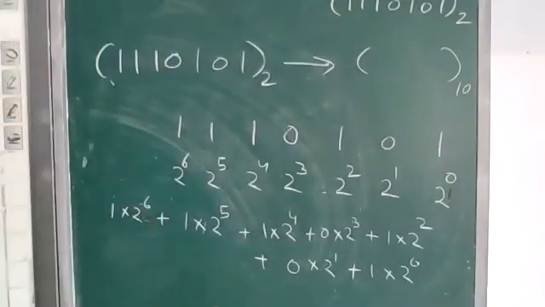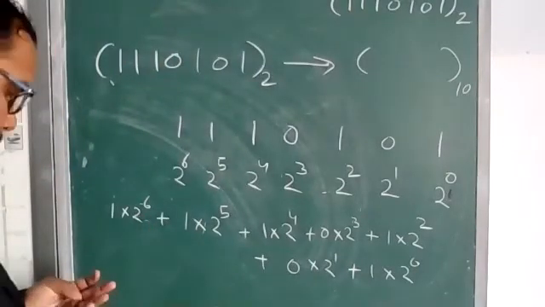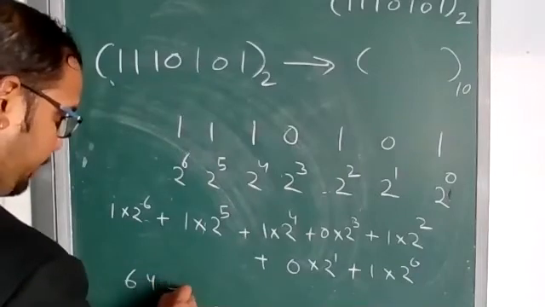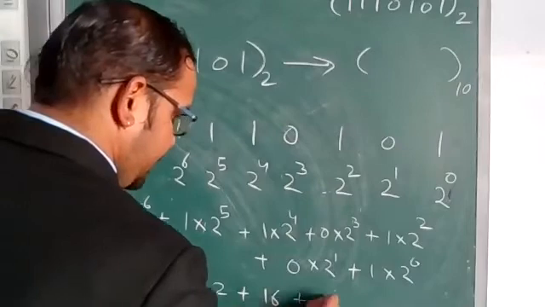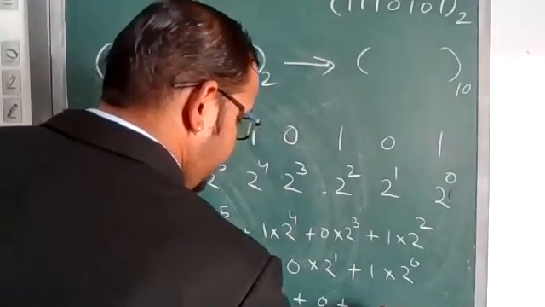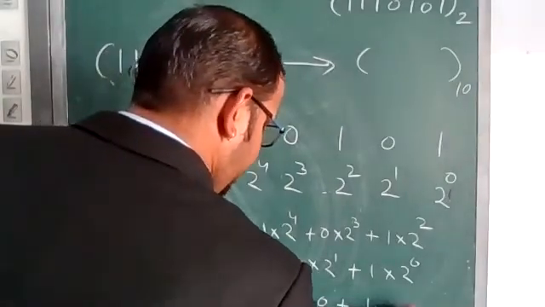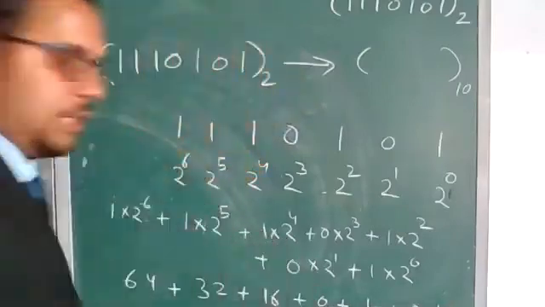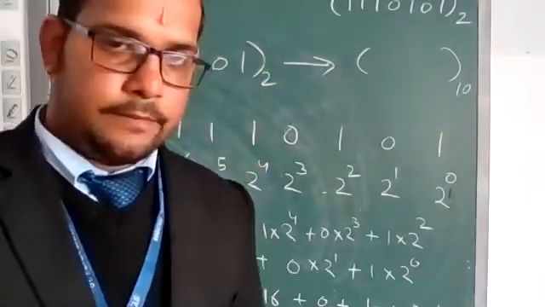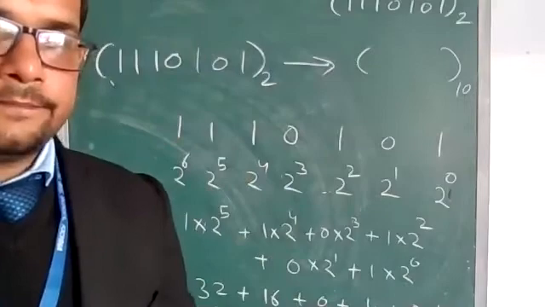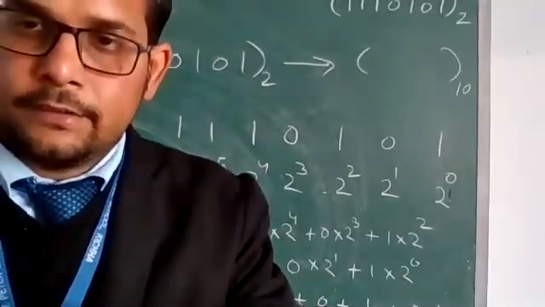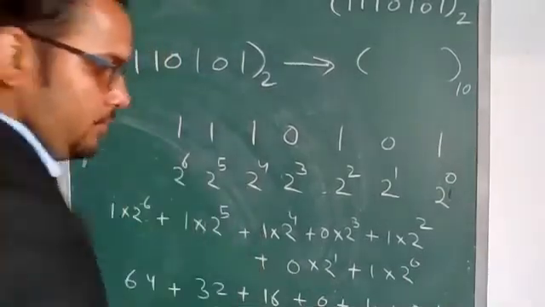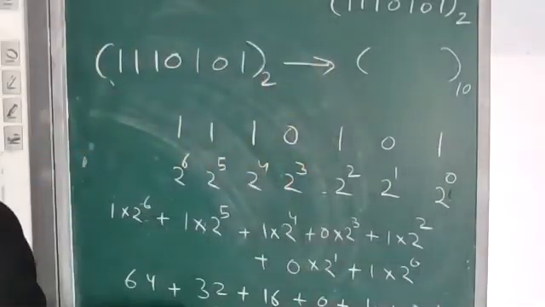So 2 की power 6 is 64 plus 32 plus 16 plus 0 plus 4 plus 0 and 2 की power 0. That means 2 की power 0 means 1. Any number whose power is 0, the result is 1. So final is 1. Then add all these.